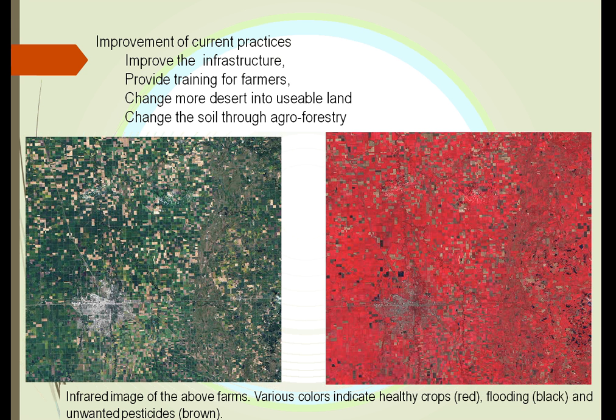We can improve current practices using GPS, satellites, and better techniques for analyzing the soil. We can show where we should use pesticides. We could show where we need better fertilizers as we compare the pictures. This is the same picture of the same farm. We can see where the crops are healthy, where we have flooding, where we have unwanted pesticides, and we can change this with modern techniques.